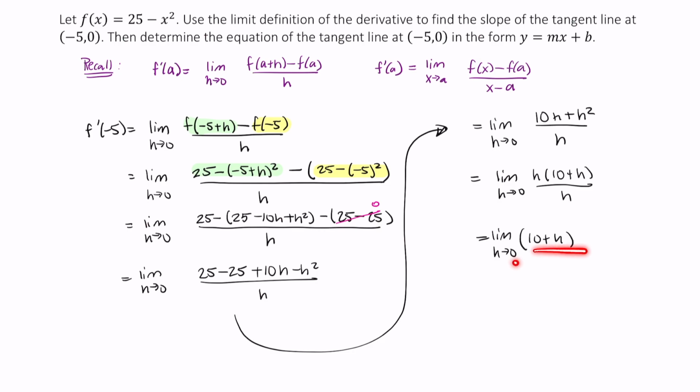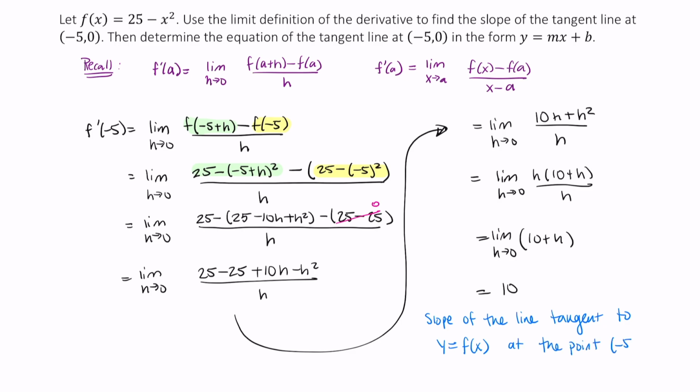0 is now in the domain here of 10 plus h, whereas when we started, 0 was not in the domain, since that would provide us with a 0 in the denominator. So this just becomes 10. This tells me that the slope of the tangent line to this function, y equals f of x, at the point -5, 0 is 10.